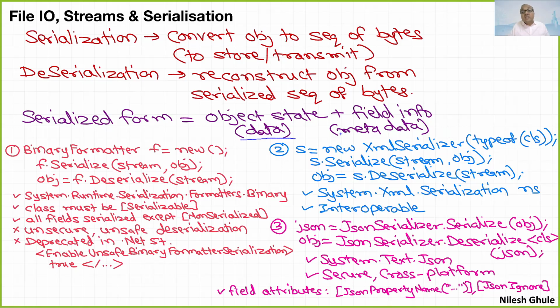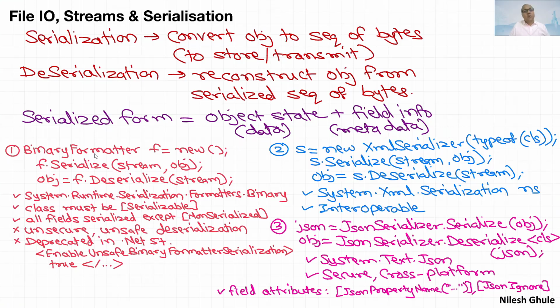also writing the metadata. You are also writing the names of the fields and the data types of the fields, so that you can serialize the whole object in a single line of code. And the whole deserialization can also be done in a single line. One of the most common serializers that was available is BinaryFormatter.